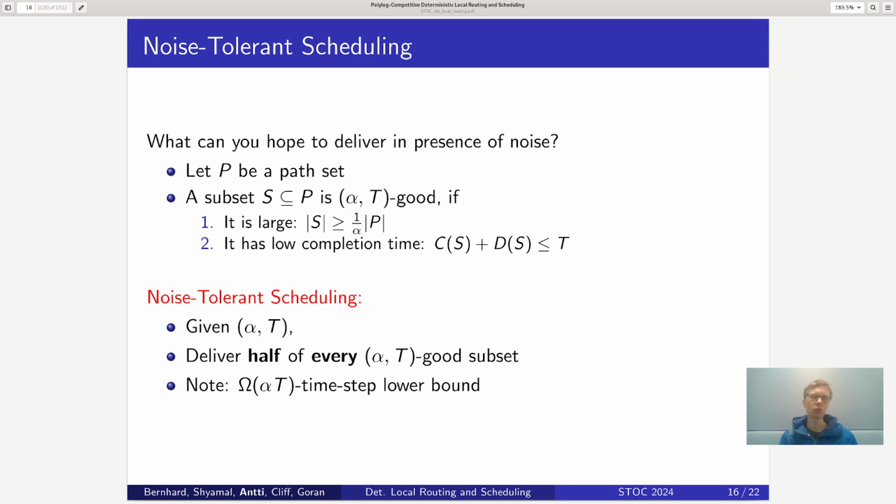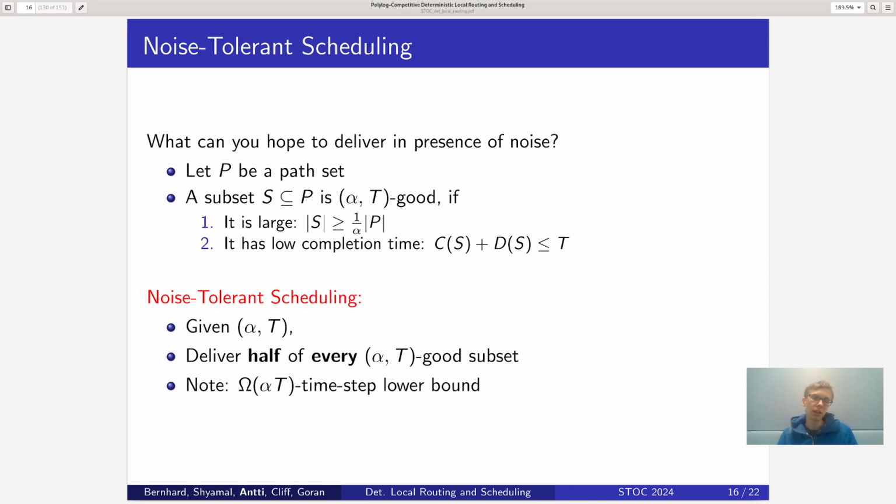Well, first of all, consider what if alpha is 1. You are delivering half of all packets. So you must have completion time relative to the congestion plus dilation of the packet set, because you can just iterate this log n times.